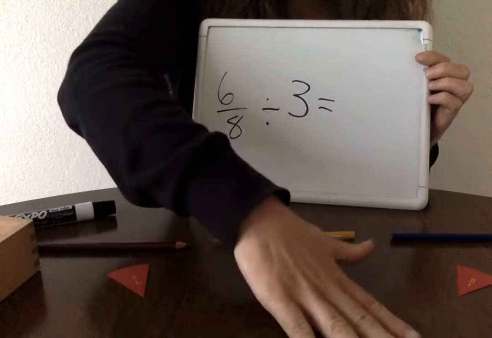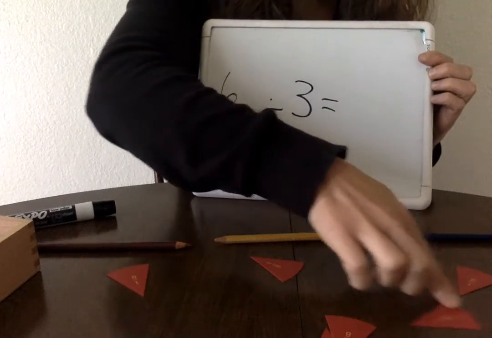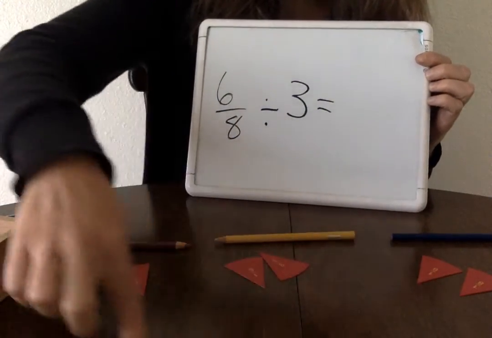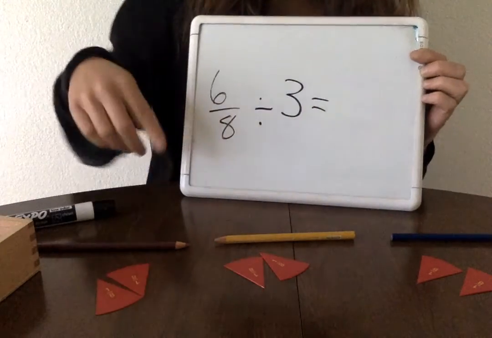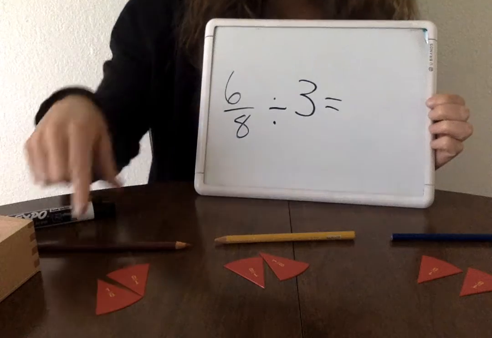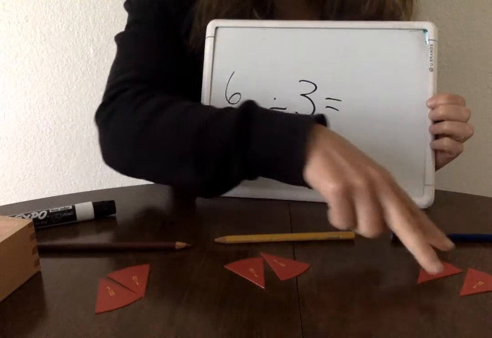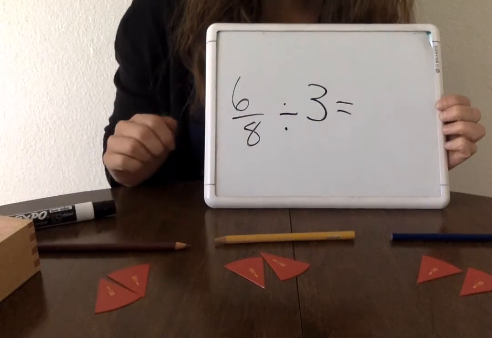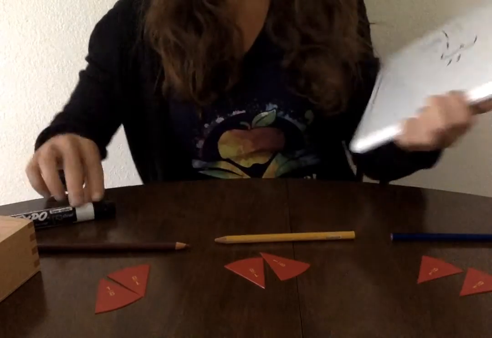And I have more left over, so I'm going to give them each another 1. And now I have used all 6 of my 8ths, and I can see that each pencil or each unit gets 2/8. So my quotient is 2/8.